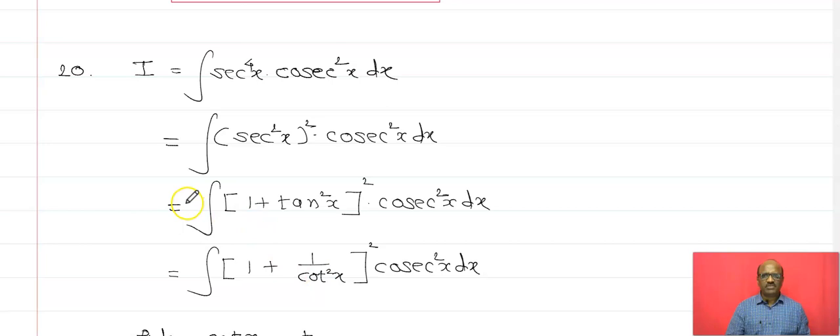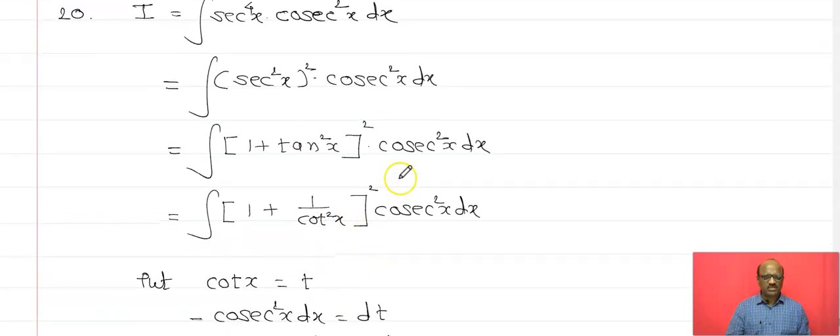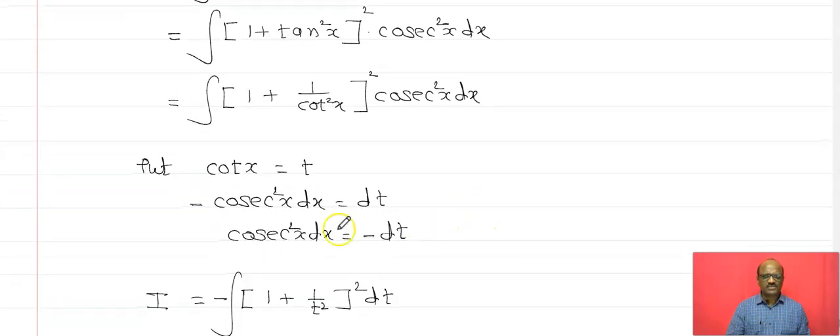Now the problem number 20: I equals integral sec^4 x cosec^2 x dx. Now sec^4 x can be written as (sec^2 x)^2 cosec^2 x dx. Sec square x means what? (1 + tan^2 x)^2 cosec^2 x dx. Now tan square means what? 1 upon cot square x, so (1 + 1 upon cot^2 x)^2 cosec^2 x dx. Now put cot x equals t. Its derivative is minus cosec^2 x dx equals dt. Therefore cosec^2 x dx equals minus dt.